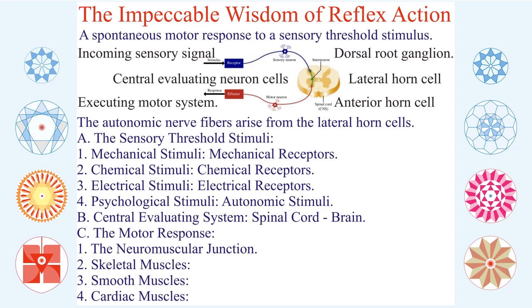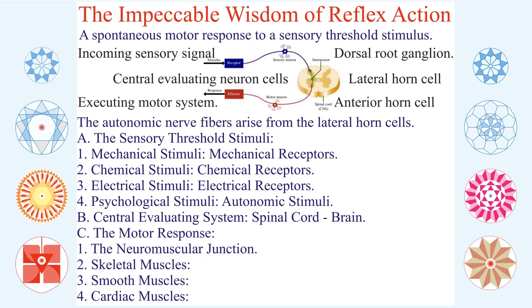That's number one. But in this picture, I have also written central evaluating neurons on one side and also put lateral horn cells. The sensory component goes to the dorsal root ganglion, the posterior part of the central nervous system, whereas the execution of the motor component is from the anterior horn cells of the spinal cord. But what are lateral horn cells? Why did I put them? Let's talk about it. Autonomic nerve fibers arise from lateral horn cells.